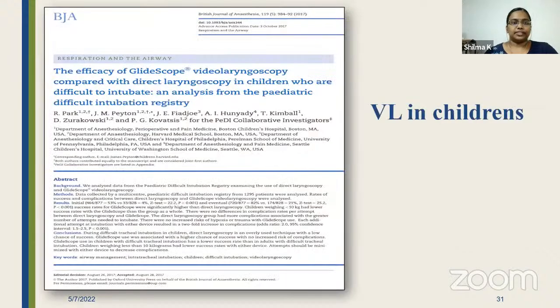And this was one of the studies in which they compared the efficacy of the Glidescope versus the direct laryngoscope in children who are difficult to intubate. They conducted the study among 1,295 children and found that the Glidescope was superior when compared to direct laryngoscopy.